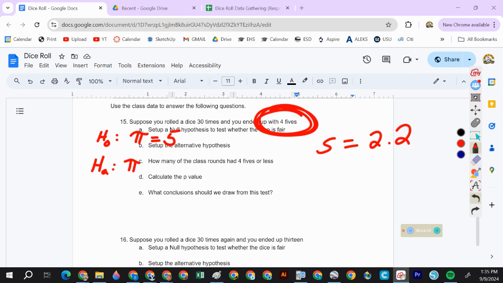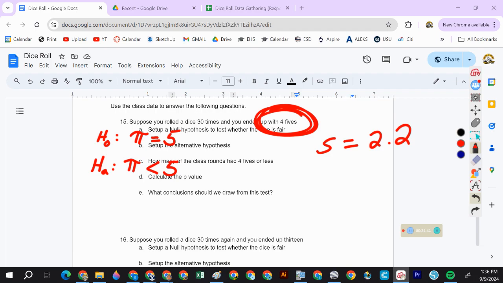So let's say you play the game. You roll your 30 dice and you count up the number of 5s and you end up with 4. All right? So the null hypothesis is going to be pi is equal to 5, and the alternative is going to be pi is less than 5.